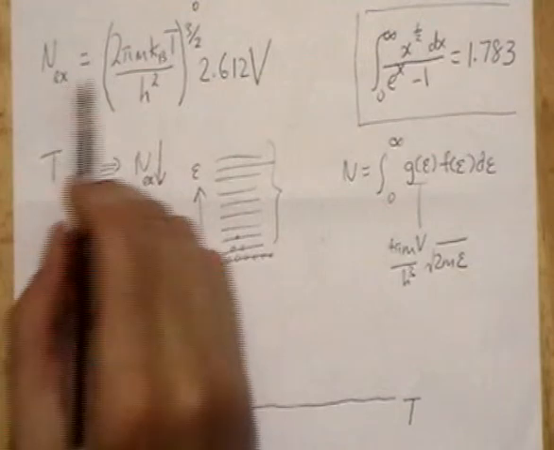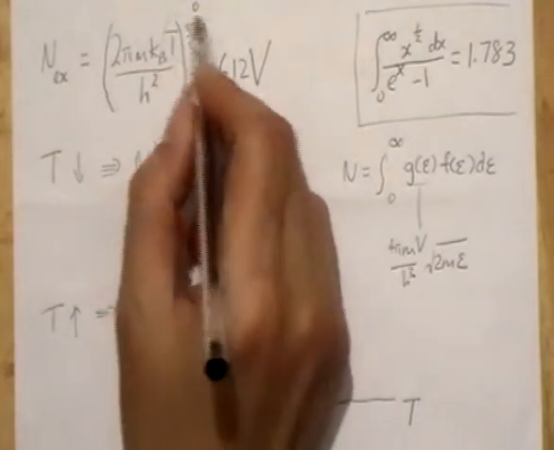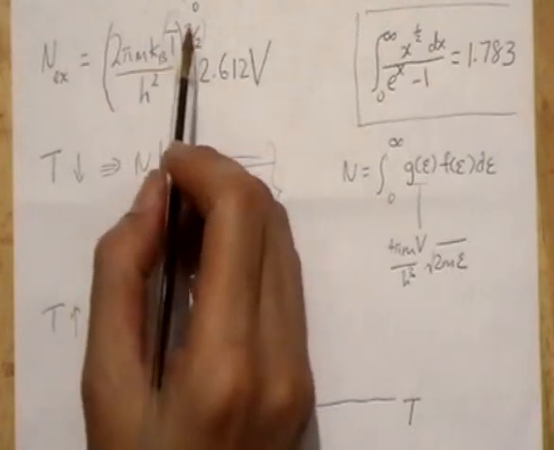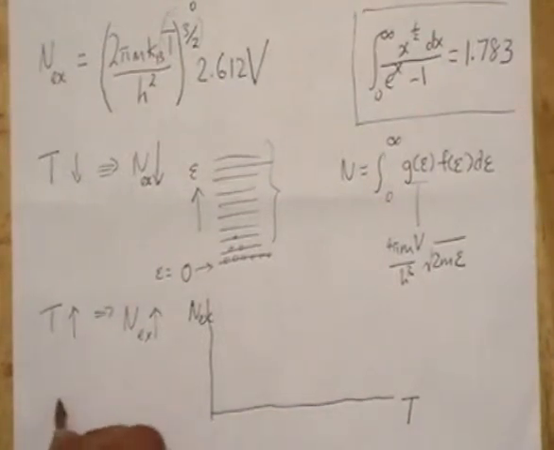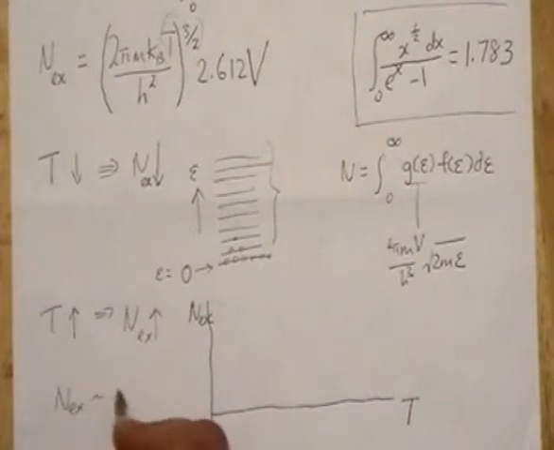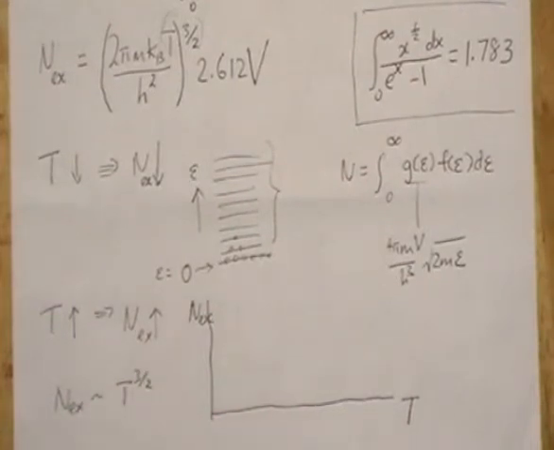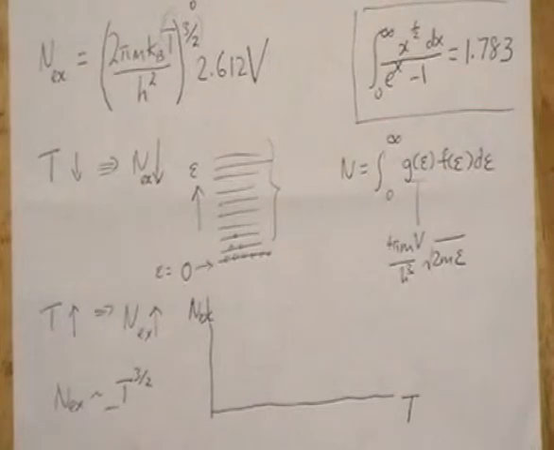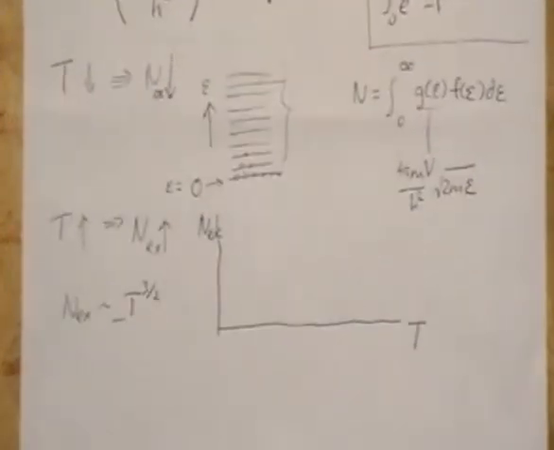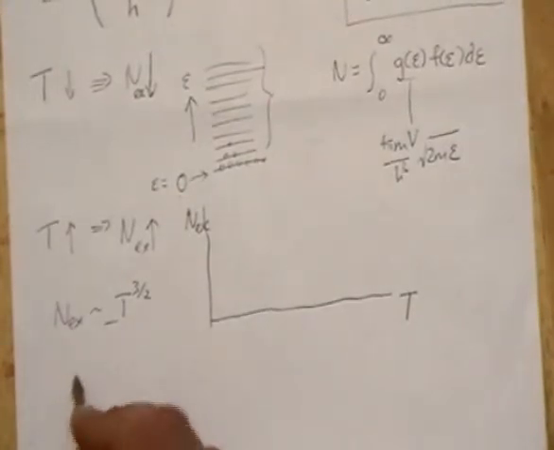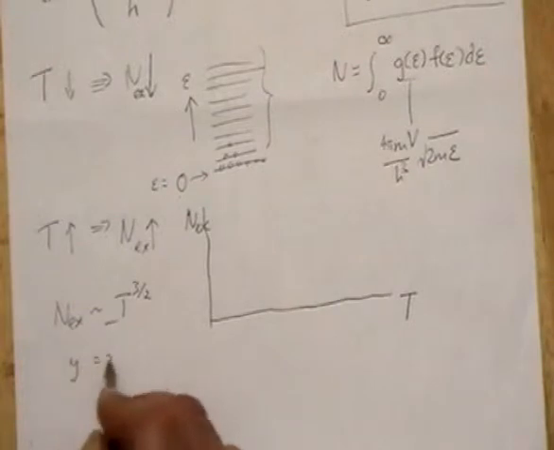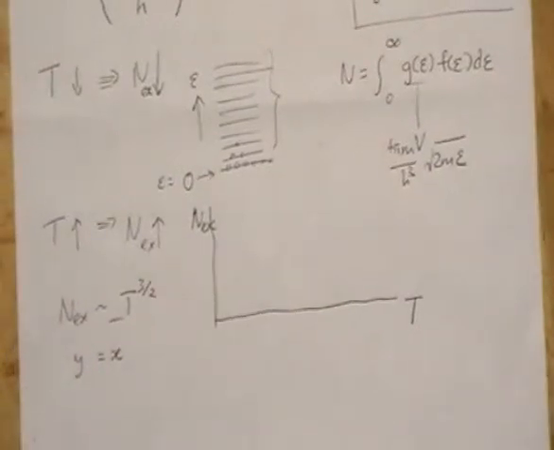Now what would this graph look like? It is a T to the power of 3/2 graph that we are looking at. So NEX is related to T to the power of 3/2. Okay, there are some constants in front, but that wouldn't change the shape of the graph. But what would such a graph look like? Now to get an idea, think about the graph y equals x. We know what that looks like. That's a straight line.